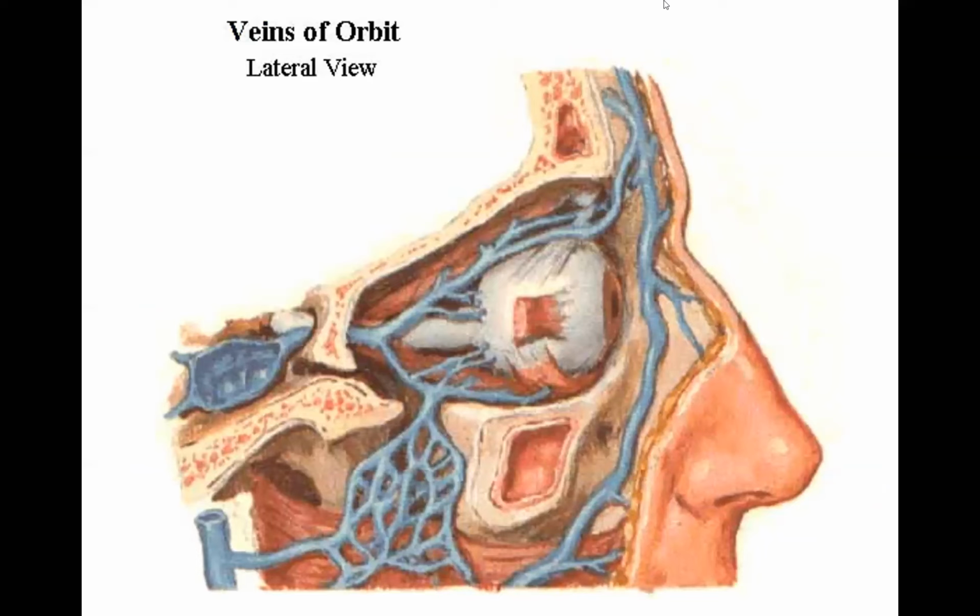And we can see it here on a figure. So superior ophthalmic vein to cavernous sinus, inferior orbital vein to pterygoid plexus, and angular vein, facial vein.